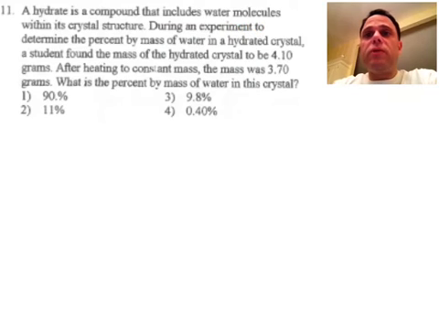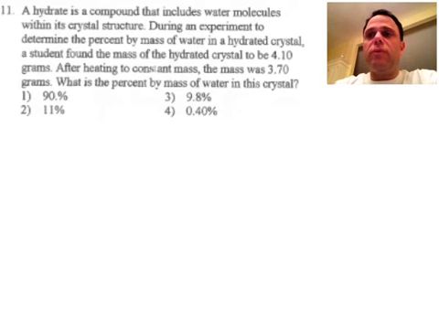During an experiment to determine the percent by mass of water in a hydrate crystal, a student found the mass of the hydrate crystal to be 4.10 grams. After heating to constant mass, the mass was 3.70 grams. Think about it. It was heated until it stayed constant. That means he cooked off all the water. So now it wants to know, what is the percent by mass of water in the crystal?